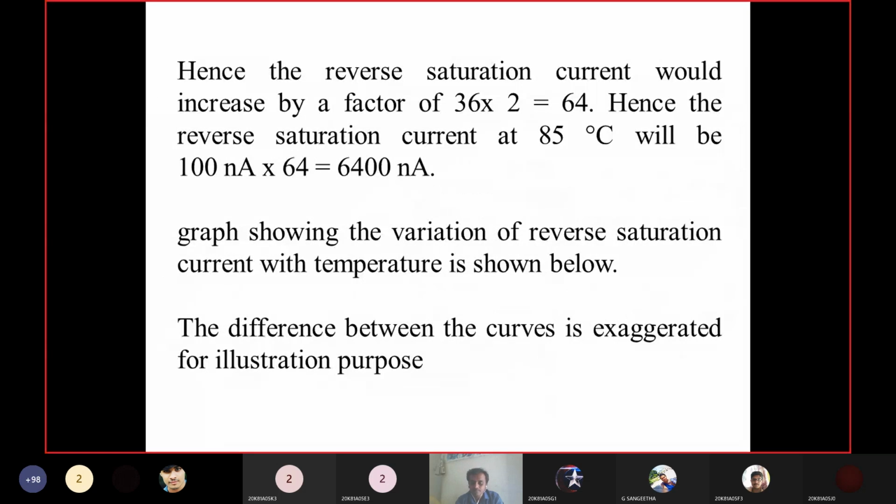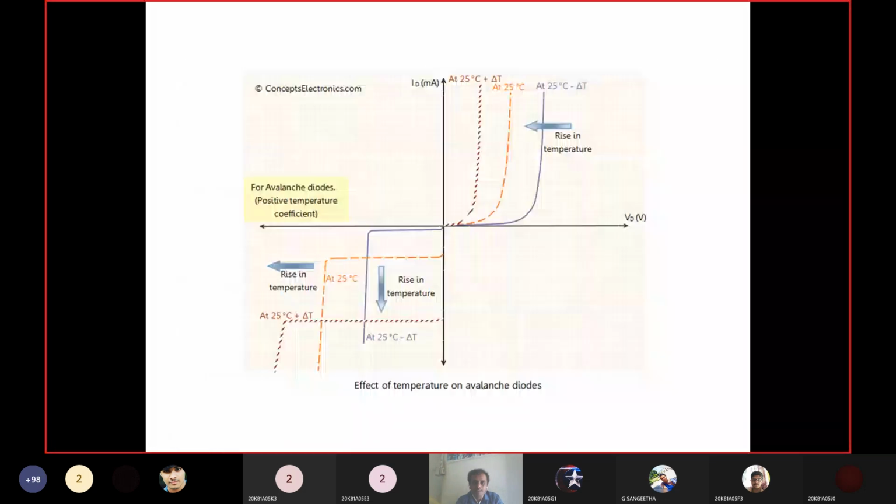Now coming to the graph, if you observe at room temperature, 25 degrees centigrade, it will be like this. At a higher temperature, it will become like this. So the reverse saturation current increases with increasing temperature.